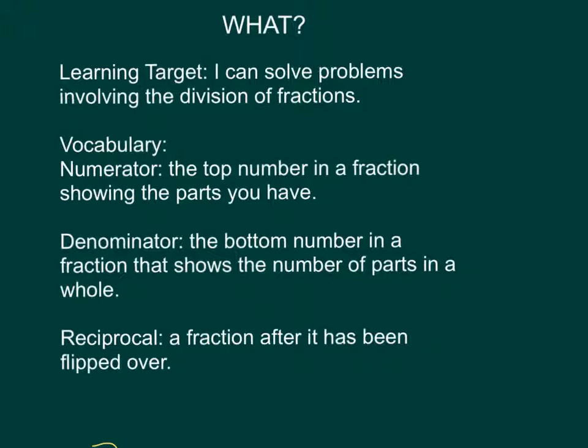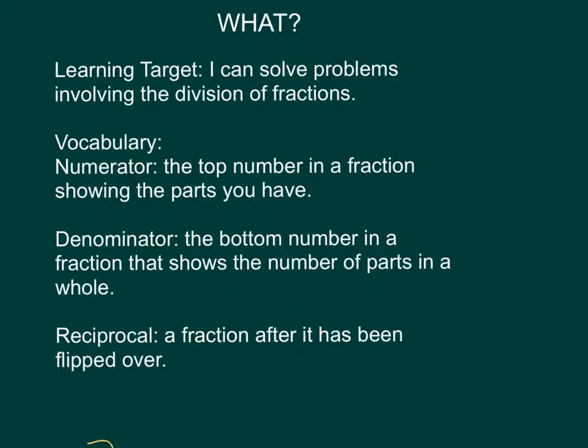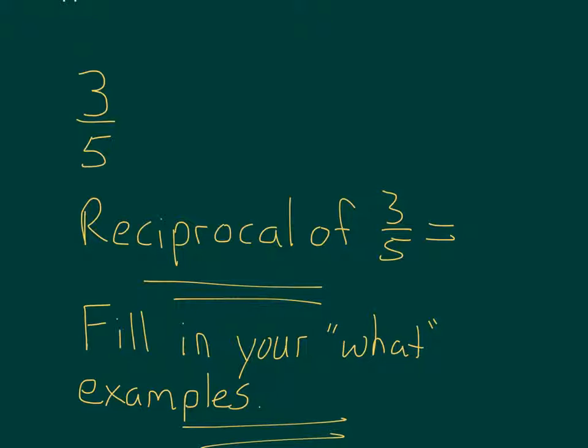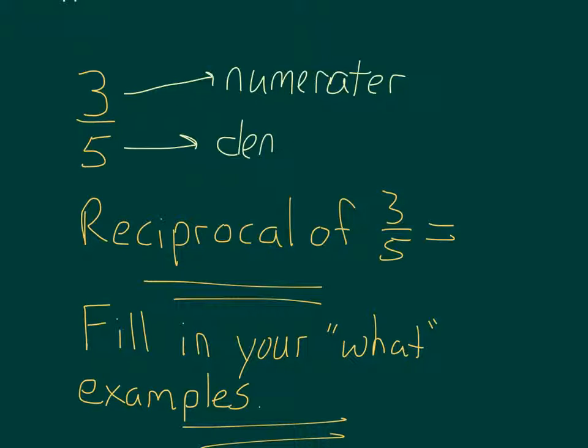Okay, so let's scroll down here and take a look at 3/5. Look at the different parts. The 3 is the numerator. The 5 is the denominator. And numerator is not spelled with an E, it's spelled with an O.